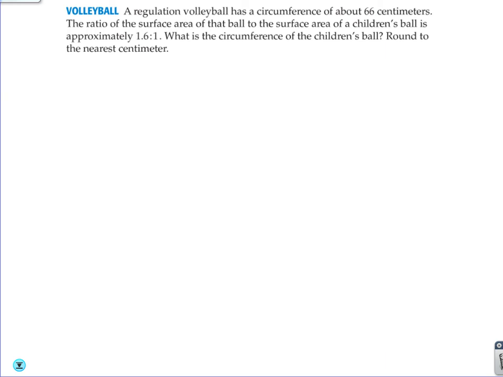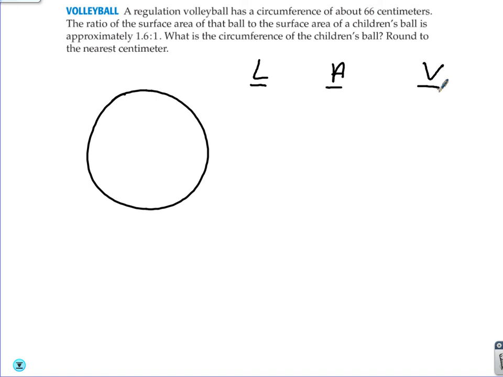I think we got one or two more. This is the last one. A regulation volleyball has a circumference. So we got volleyball. And we're talking circumference. Is circumference an L, an A, or a B? Circumference. L. Its circumference is not how much it takes to fill it. Circumference is not how much it takes to cover it, but it's the distance around it. It's a linear measurement. I could take a tape measure, I could wrap it around that ball, and I could find a circumference. So a regulation volleyball has a circumference of about 66 centimeters.